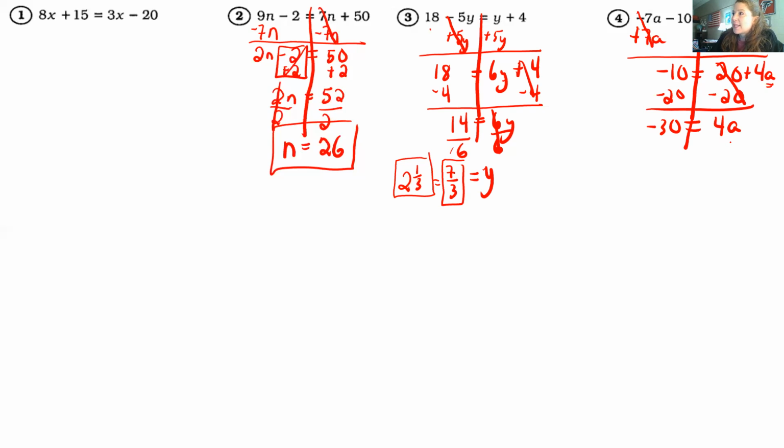And now this says 4 times a. The opposite of times 4 is divided by 4. A equals, I could divide both of these numbers by 2. So I get -15/2. I can leave it like that, or I could say the answer is -7.5, or I could leave it as an improper fraction.